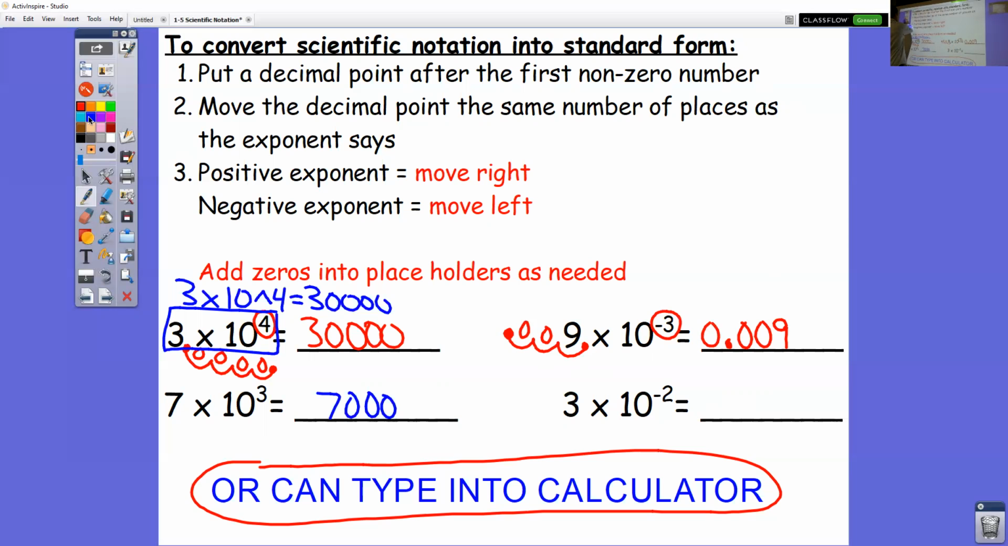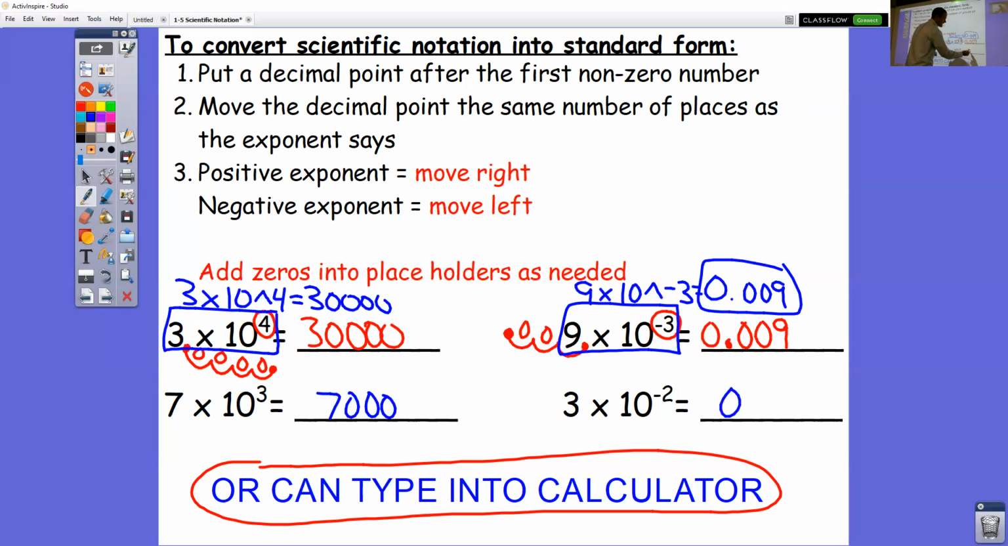Now you could type this one right into the calculator as well. You're just going to type in exactly what it says. So 9 times 10, caret button, -3. Make sure you use that negative button, not the minus sign. And again, you get 0.009. The calculator does the work for you. 3 times 10 to the -2nd is 0.03.